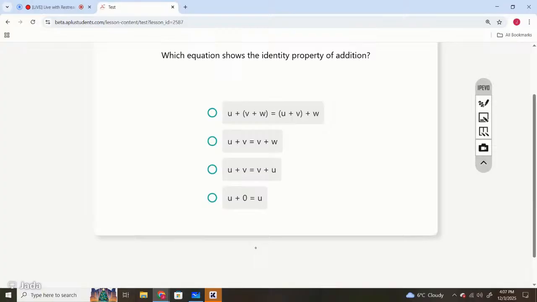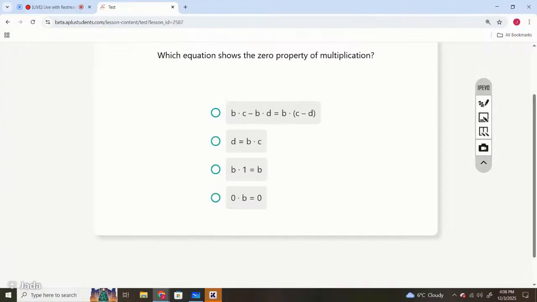Which equation shows the identity property of addition? The identity property of addition is u plus 0 is equal to u. Option number 4 is the correct option.